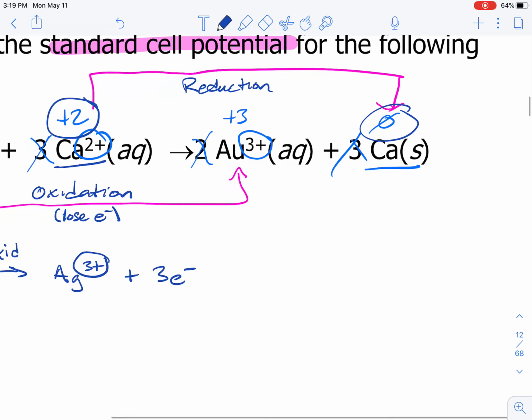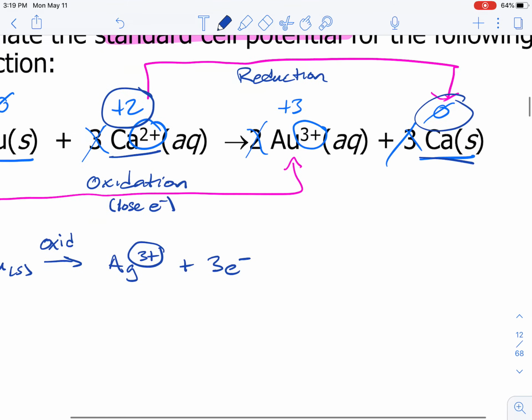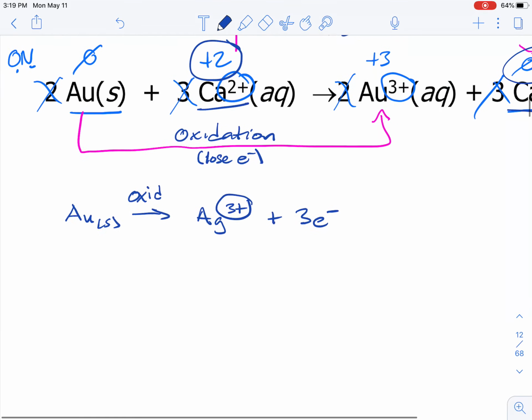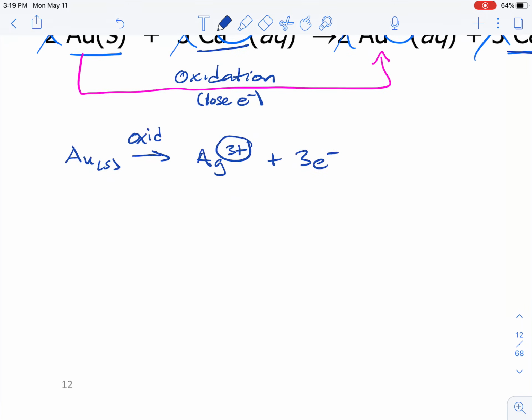And for calcium, this is plus 2 to 0. So here we have calcium 2 plus. Since this is undergoing reduction, that means it gained electrons. The number of electrons it gains is equal to its charge for these very simple equations.